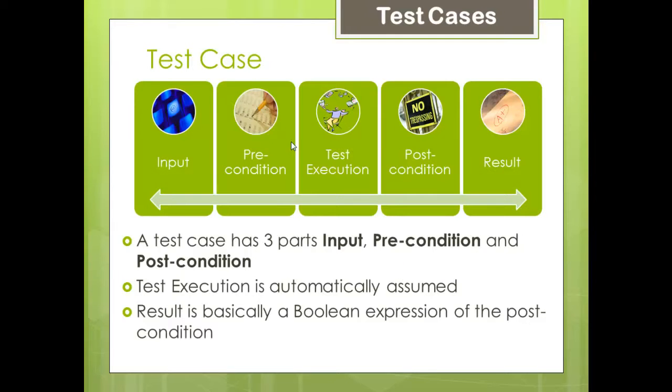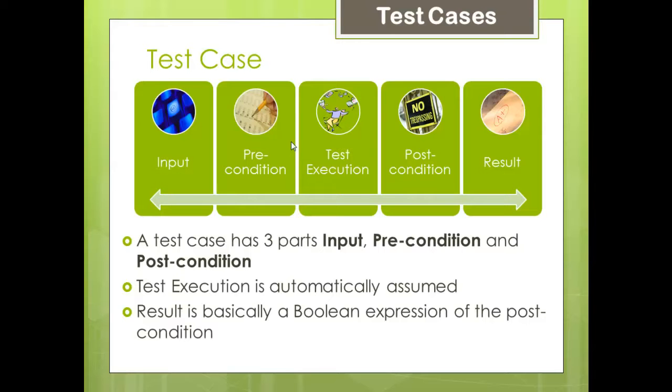Basically, there's 5 stages. There's basically 3 stages to a test case. But to better explain it, I've made 5 possible components to this test case. Okay? So the components of the test case I have are input, precondition, test execution, postcondition, and result.